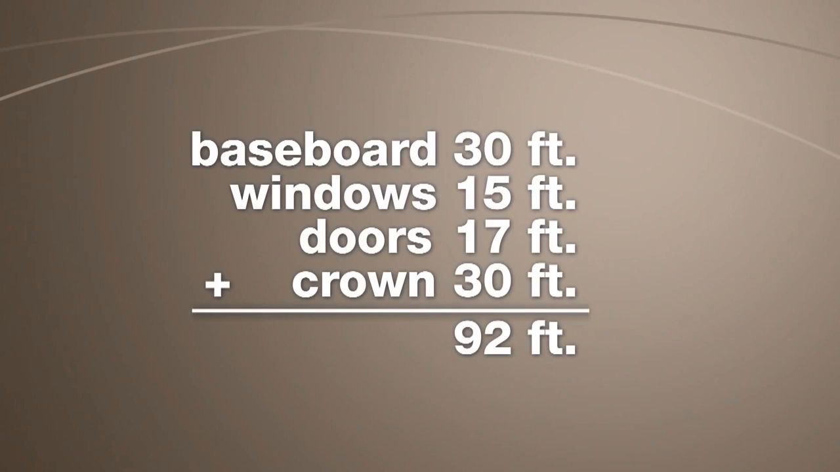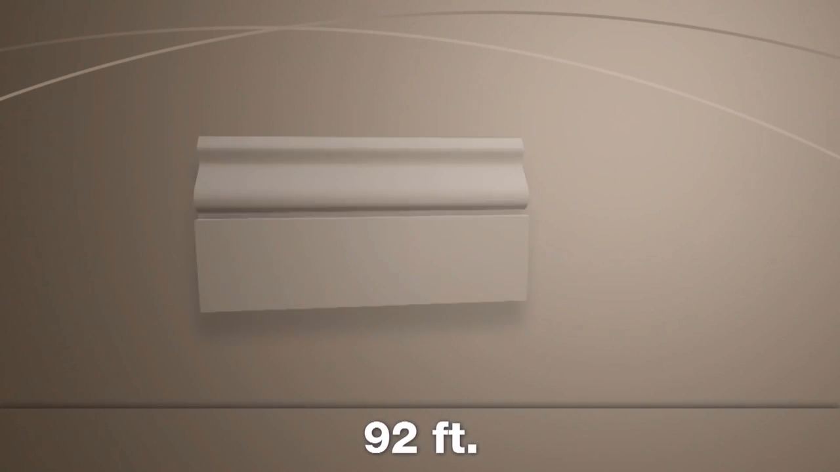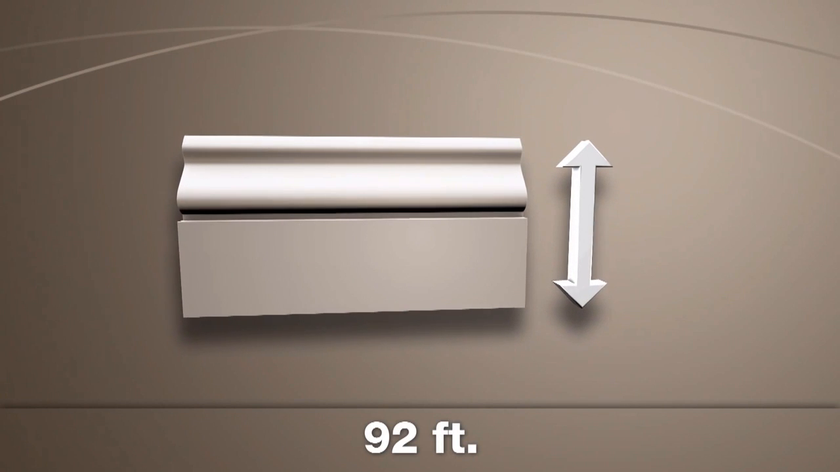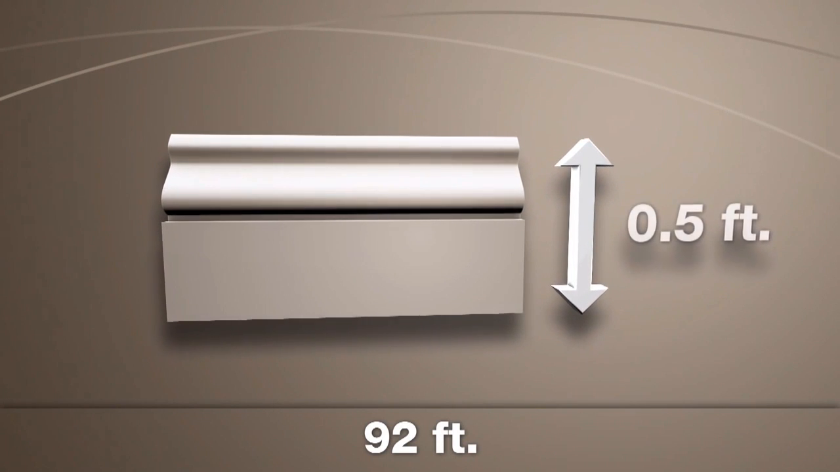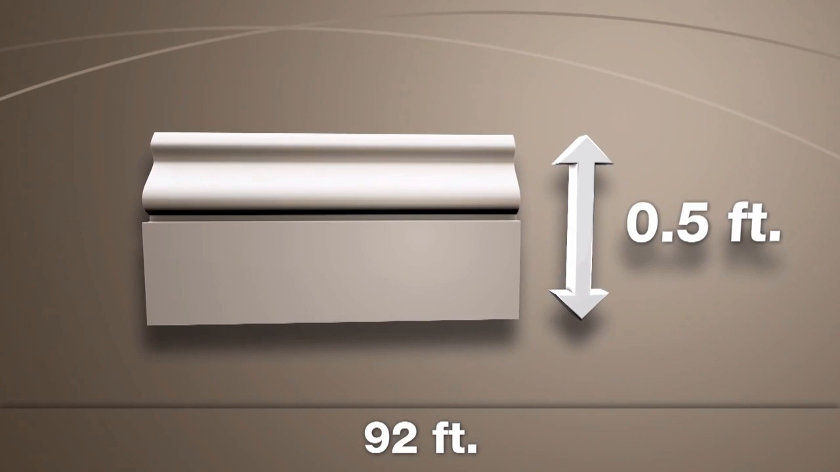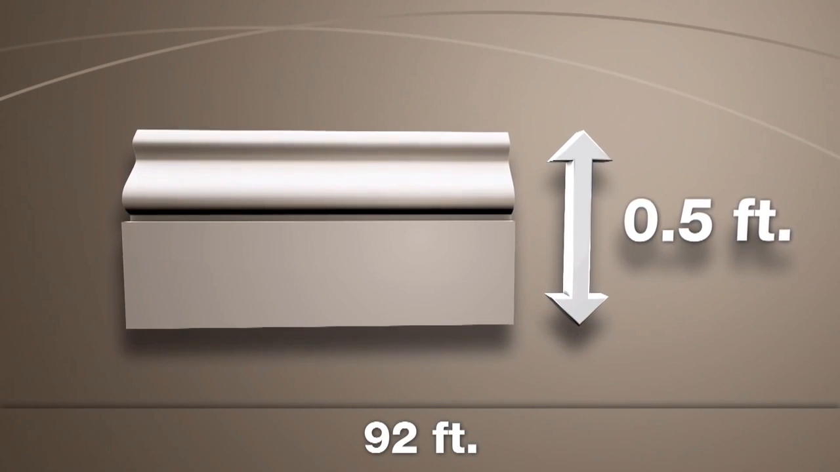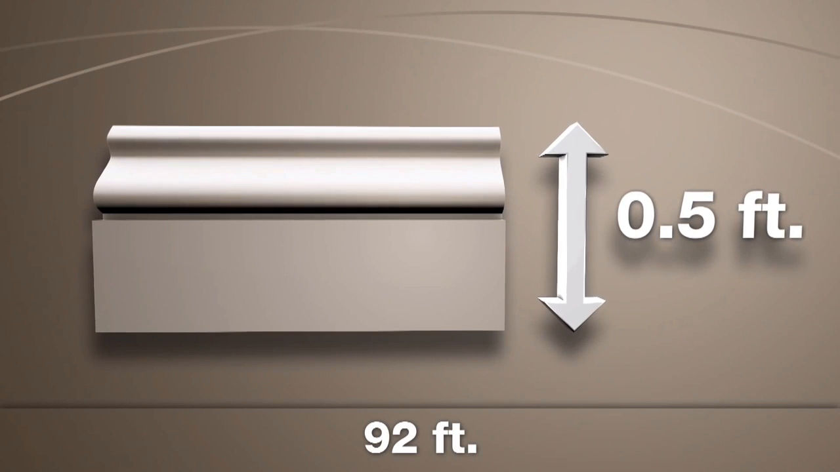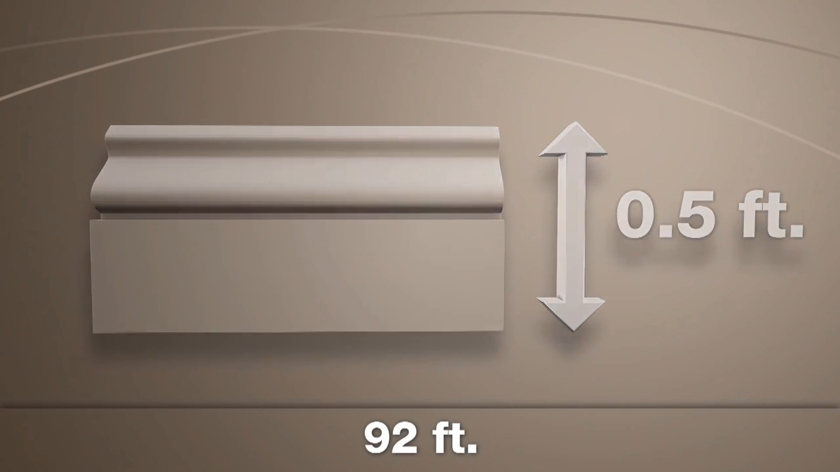To estimate the trim, measure the length of the various trims, such as the baseboards, the door trim, and any crown molding. Do not add these lengths together. Then measure the width of each trim and multiply it by its total length. When calculating trim, convert the inches to the decimal system. So if it is 3 inches, it would be a quarter of a foot. If it is 6 inches, it would be 0.5 or half a foot.